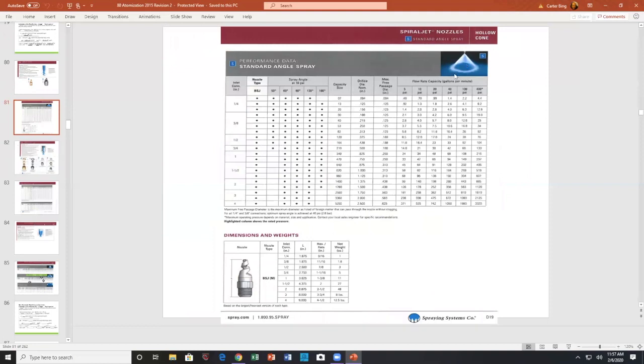Hollow cone, right? So that gives rise to pressure drop, flow rate, and diameter, but now you also toss in the cone angle that's out there. Okay, so this is a standard angle cone. I don't know what this is for, but anyway.